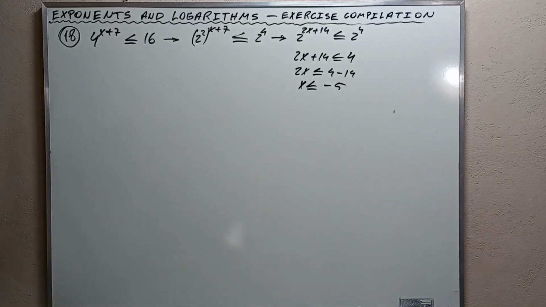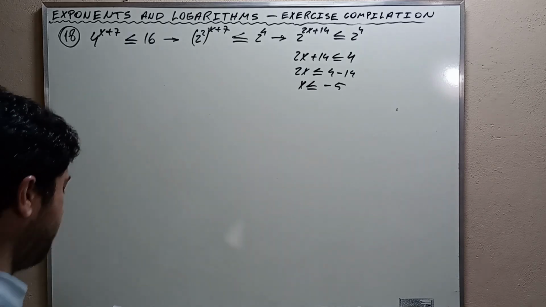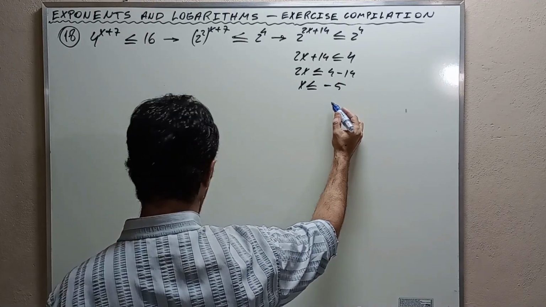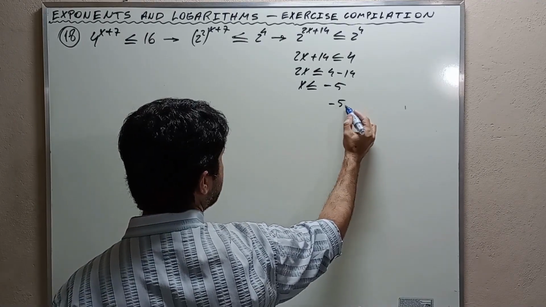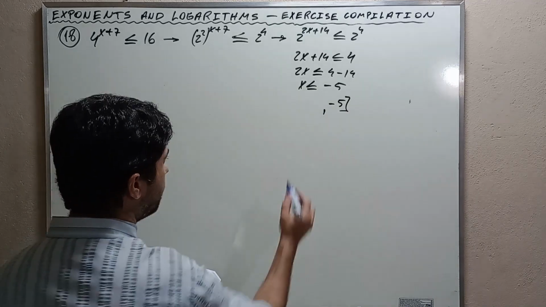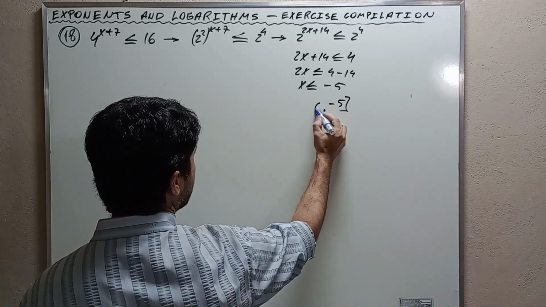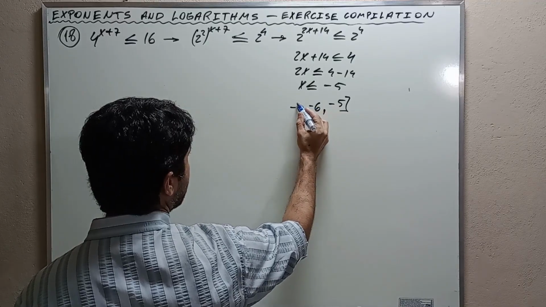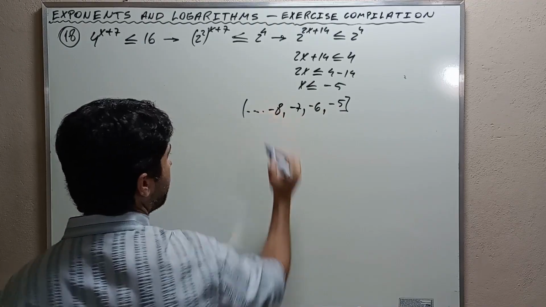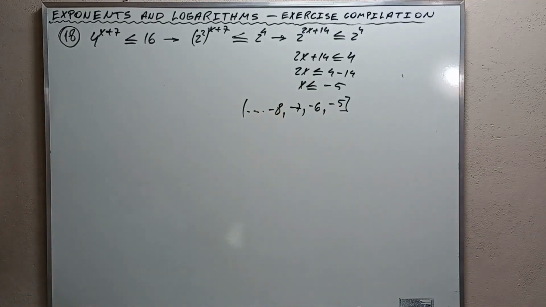And then what is the solution set? The solution set is this. The upper boundary is negative 5. And we are going to have numbers here: -6, -7, -8, and so on. Okay? This is the solution set of our problem.